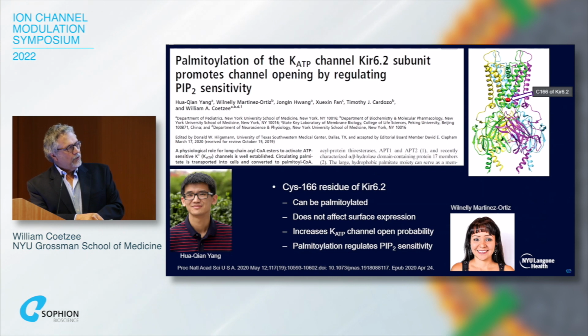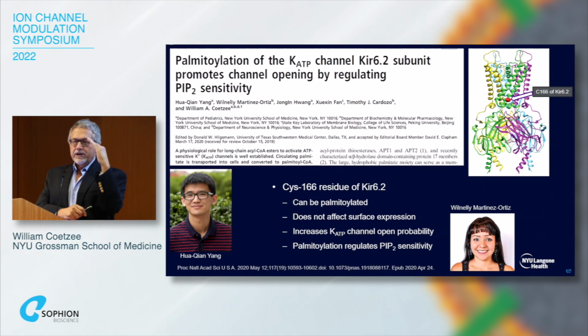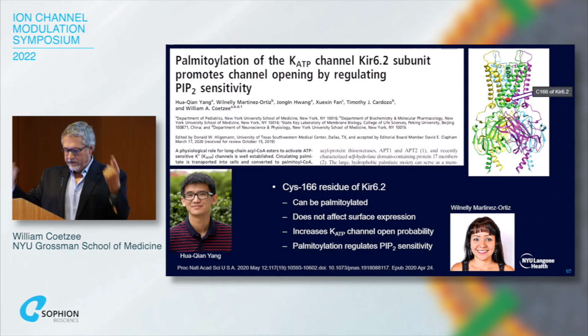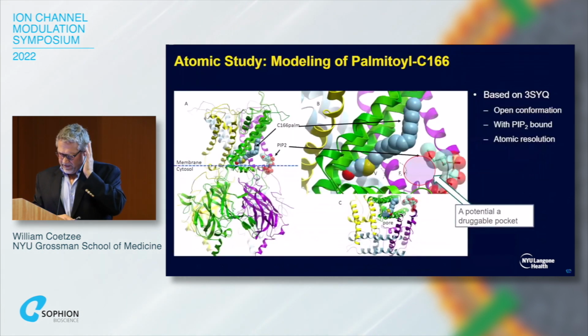And through their work, that was again validated by Huaqian, they found that palmitoylation actually regulates the PIP2 sensitivity of the channel. With a palmitate in a particular place, the affinity for PIP2 seems to have been increased, and therefore you can get better opening of the channel. That was what these data suggested.